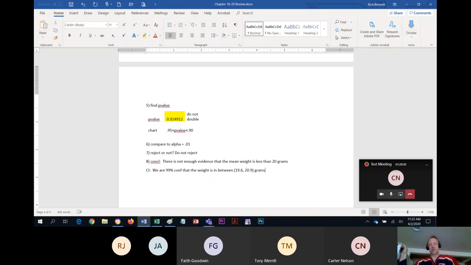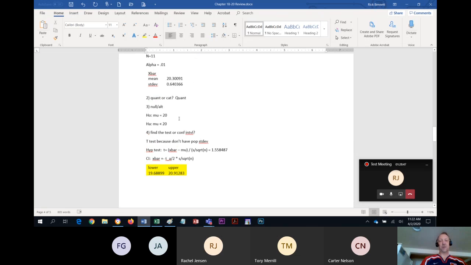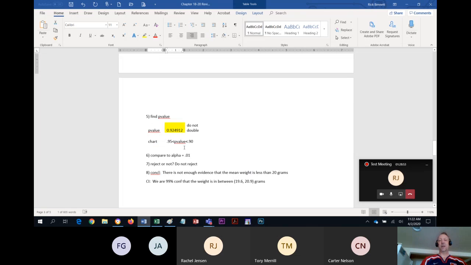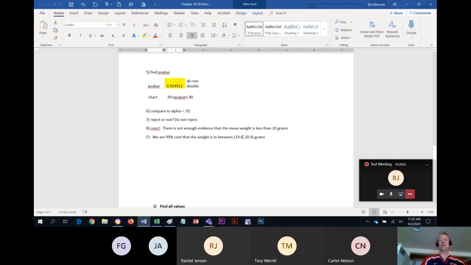Rachel? No, because it could be as low as 19.6. Okay, so even though in our case we got a value of 20.3, it appeared from our sample that we were above weight, but based on the margin of error, it could be as low as 19.6. So we still might be cheating our customers, even though we got 20.3 grams, right?